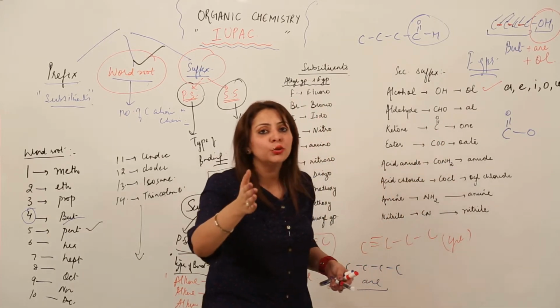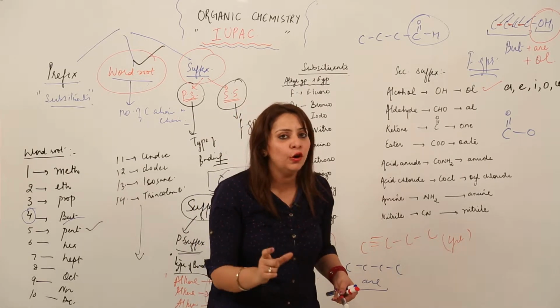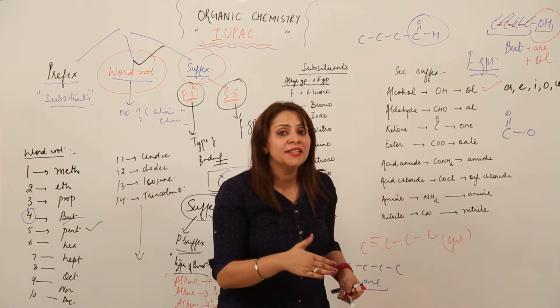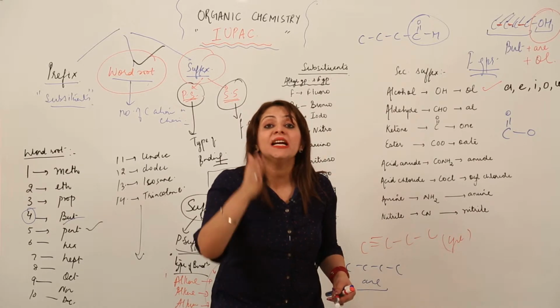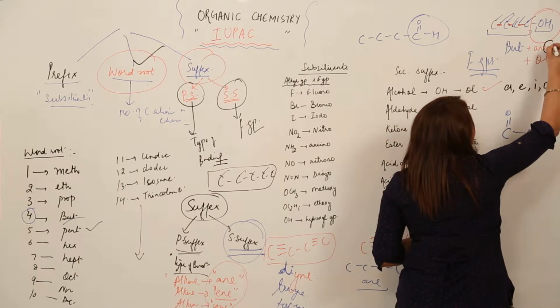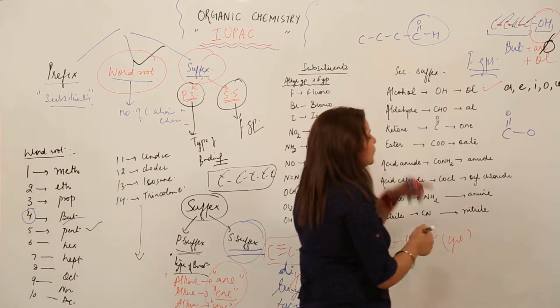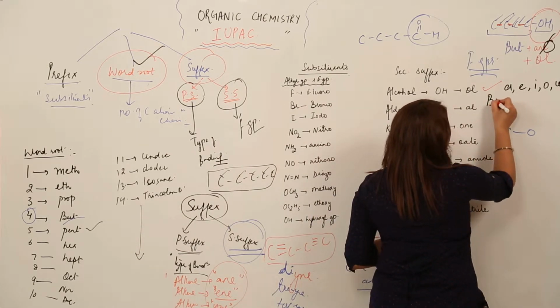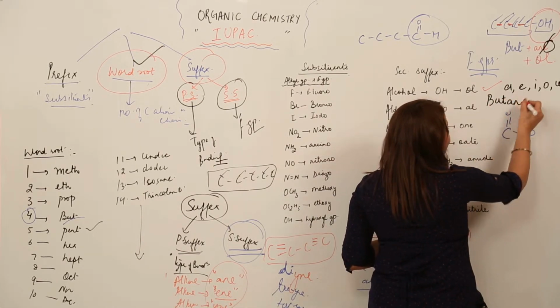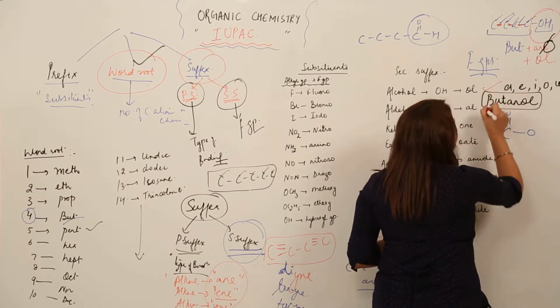So what is that rule? Whenever the secondary suffix starts with a vowel and you attach it with the primary suffix, then we have to drop the E of the primary suffix. We drop the E of this primary suffix, and then we can attach it. After removing it, what does it become? But, ane, I have removed the E, then ol. So the name is butanol.